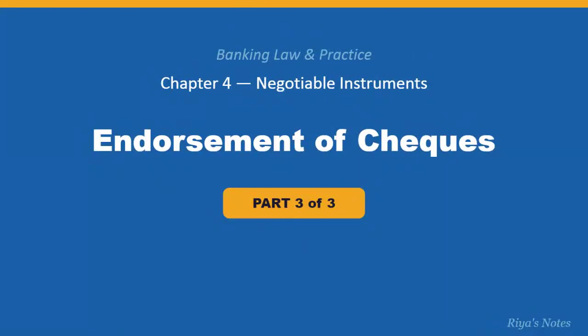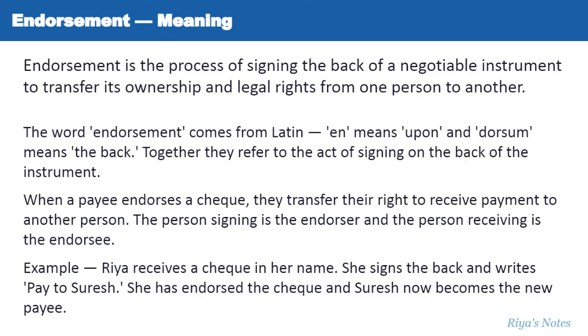Banking Law and Practice. Chapter 4, Negotiable Instruments. Part 3 of 3. Endorsement.